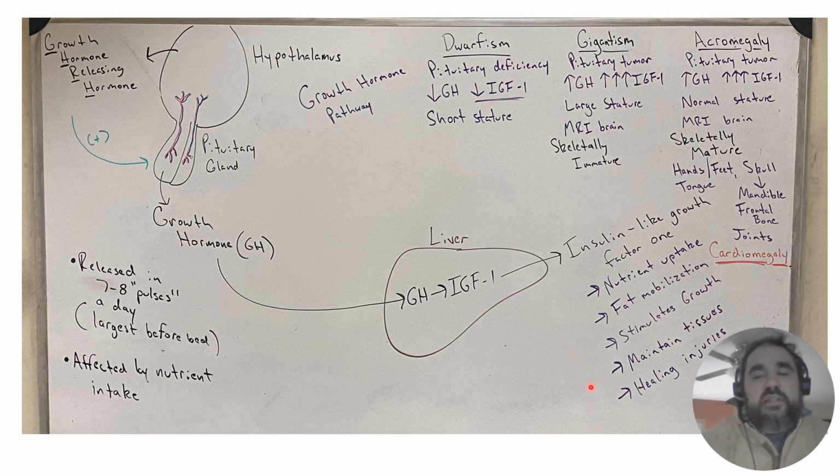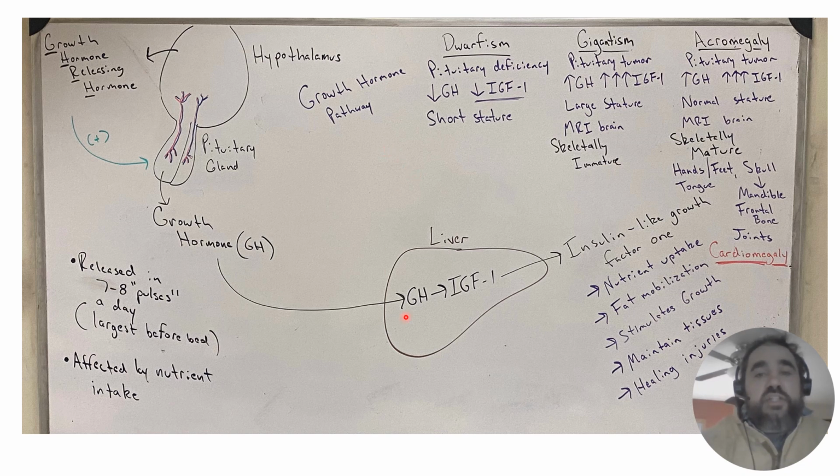Well, maintaining tissue health, right? It's going to bind to receptors all over the body, stimulate bone density, healing of wounds, healing of tendon injuries. So that's why some athletes take growth hormone: more growth hormone, more IGF-1, it's going to speed up healing of injuries. But it's not an FDA-approved reason.